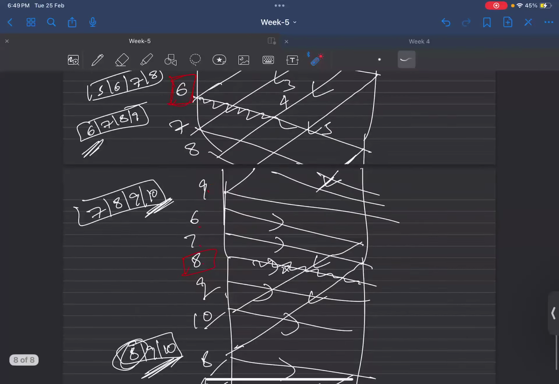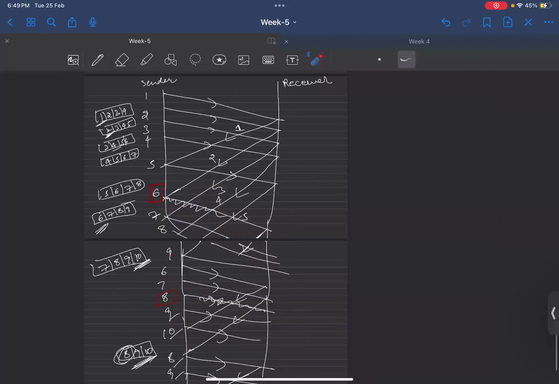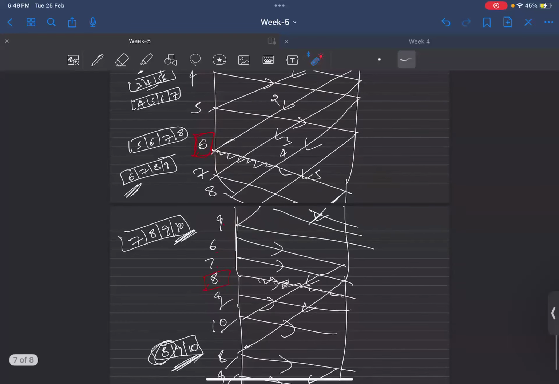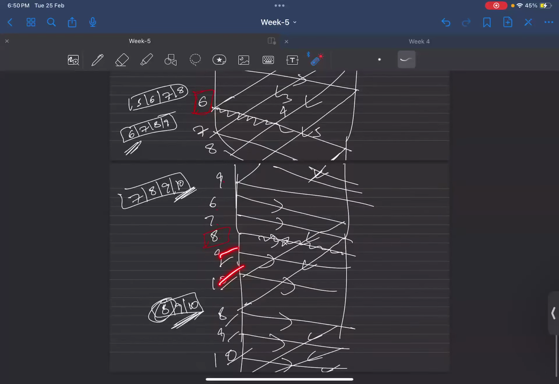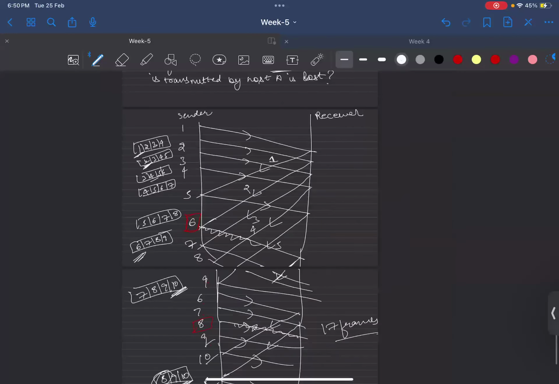And let's see how many frames. 1, 2, 3, 4, 5, 6, 7, 8, 9, 10, 11, 12, 13, 14, 15, 16, 17. So 17 frames. I think this was also a GATE previous year question, or I think a NET previous year question. I don't remember.